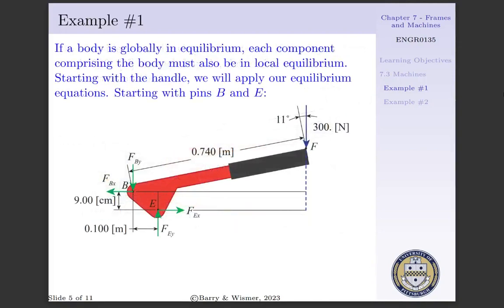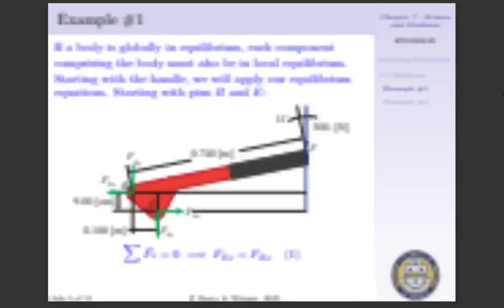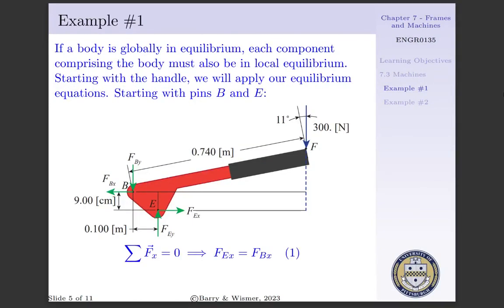To begin, we'll recognize that if a body is globally in equilibrium, each component comprising the body must also be in local equilibrium. We will start with a handle, and we will apply our equilibrium equations such that we can determine the forces acting on the pins B and E. We will start by summing our forces in the x direction, setting these equal to 0. We see the force Fex is going to be equal to force Fbx.